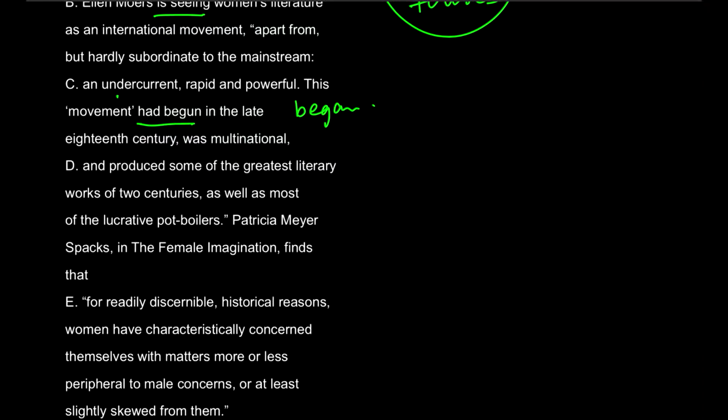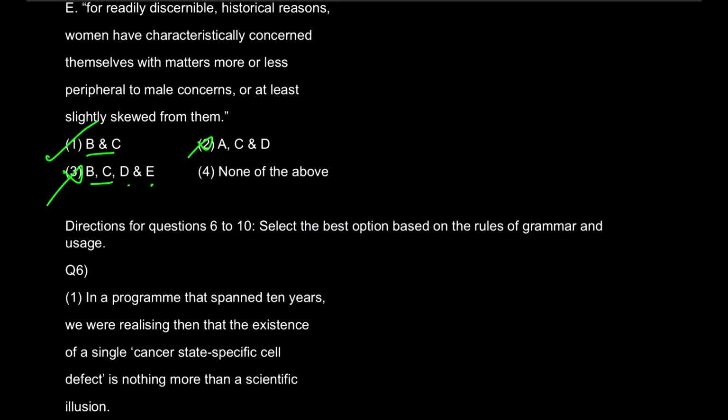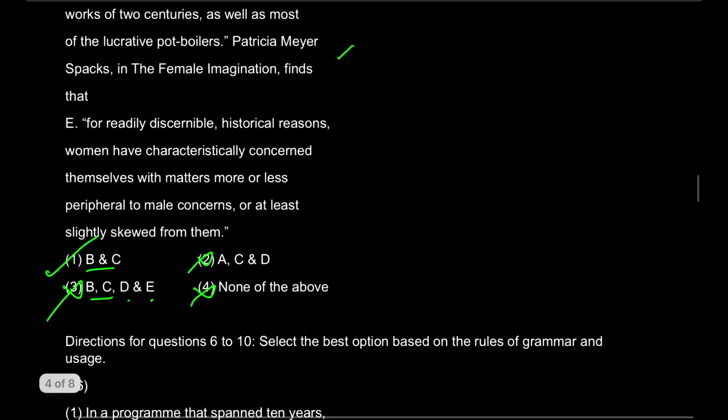Works cool. Let's move to the D part and produce some of the greatest literary works of the 2 centuries, as well as the most lucrative potboilers. Hey, I don't find anything wrong here. And since I don't find anything wrong here, option A has to be the right answer. Okay, but again as I said, E भी check कर लो, क्योंकि अगर B C E हो गया तो वो भी none of these हो सकता है.